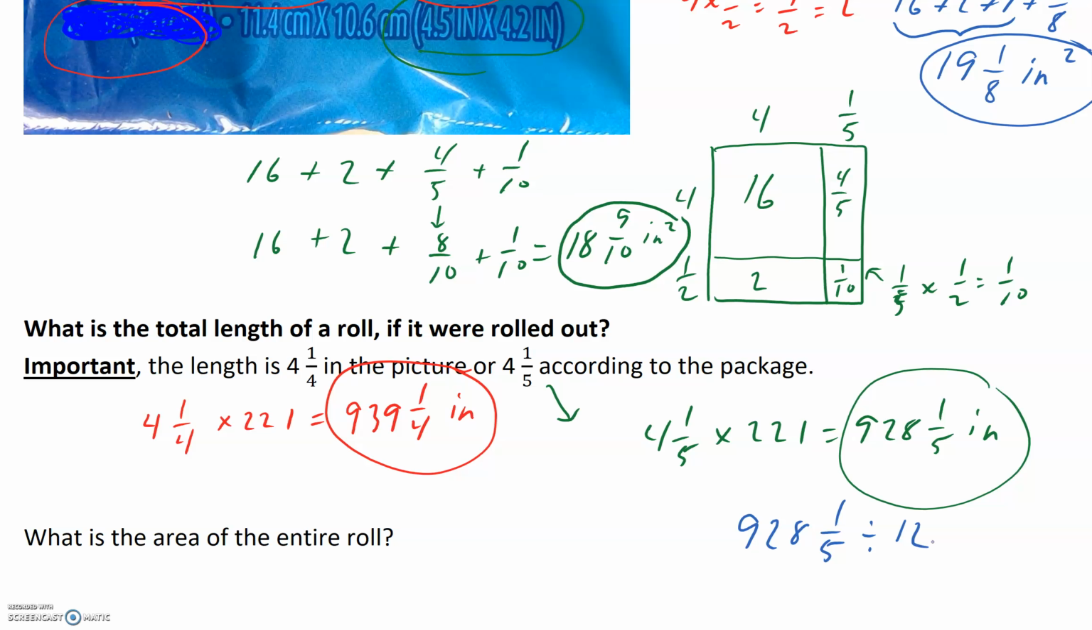I'm gonna use, just to save us time, a calculator right over here. 928. And in my calculator, instead of putting a fraction, I'm gonna put 2/10, because 1/5 is the same as 2/10. 928.2 divided by 12. So that would be 77.35, that's a 5, feet long. That's a lot. That tells me a little more. That seems like a long ways.